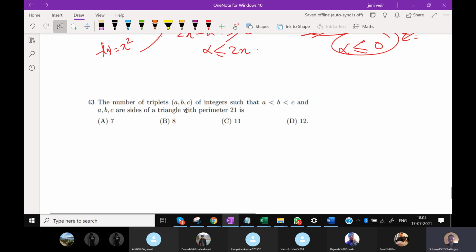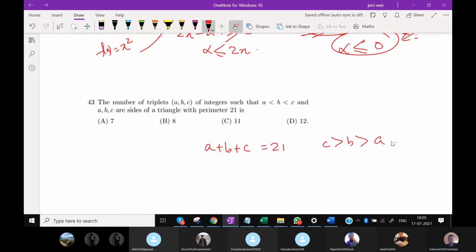Okay, the number of triplets ABC of integers such that C is greater than B greater than A and ABC are the sides of a triangle with perimeter 21. Very common type of question. A plus B plus C is equal to 21 and C is greater than B greater than A. So A is the smallest number, and all are integers. So how many such triangles are possible? Obviously the first value of A is 1.